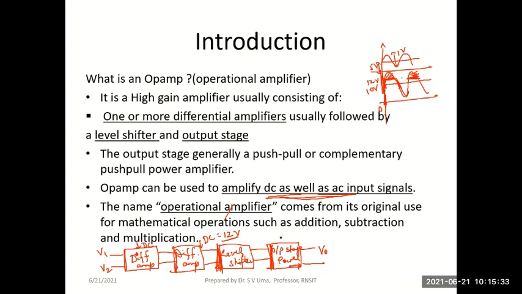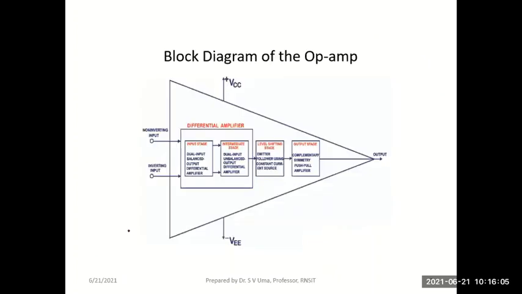And the final stage of any multi-stage amplifier should be a power amplifier stage. Remember, an operational amplifier is a multi-stage amplifier. It has 4 stages. So the last stage should always be a power amplifier for any given multi-stage amplifier. Okay. So as we discussed, op-amp comes from its original use for mathematical operations like addition, subtraction, and multiplication. Hence, it gets the name op-amp, operational amplifier.